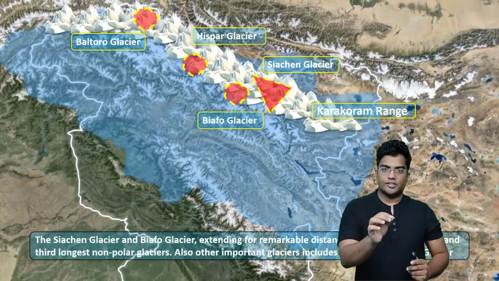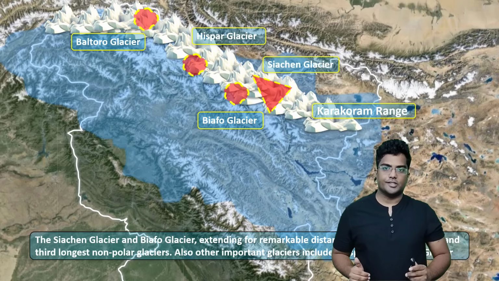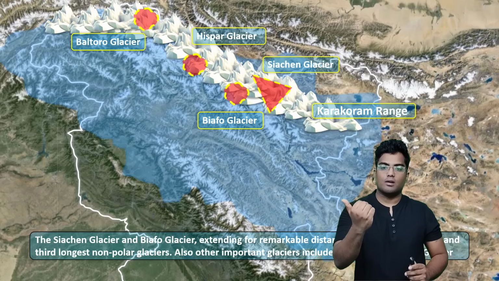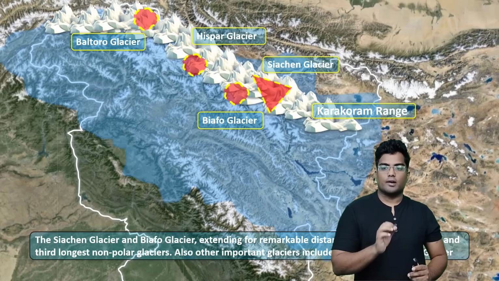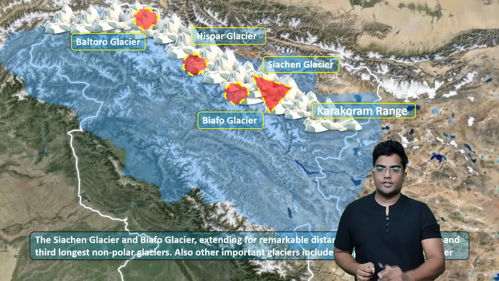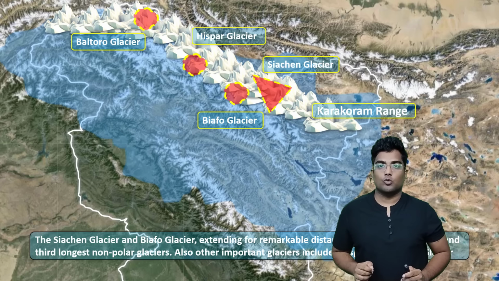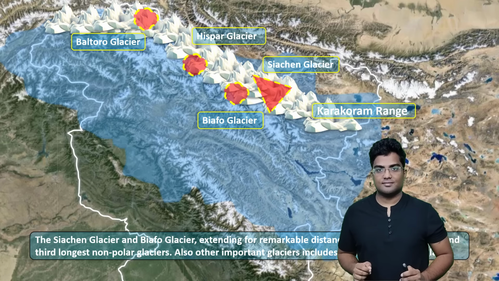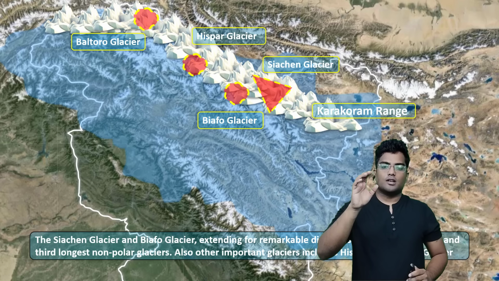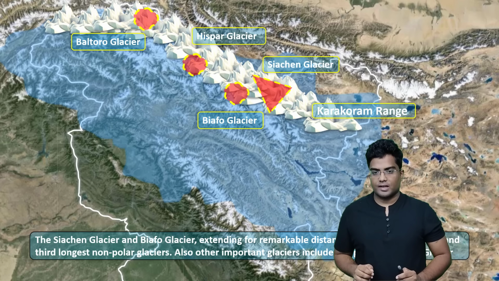Siachen Glacier is one of the most important glaciers. Along with it, you have Biafo Glacier, Hispar Glacier and Baltoro Glacier. These glaciers are all located in the Karakoram Range. Right? So let's start with the Siachen Glacier.